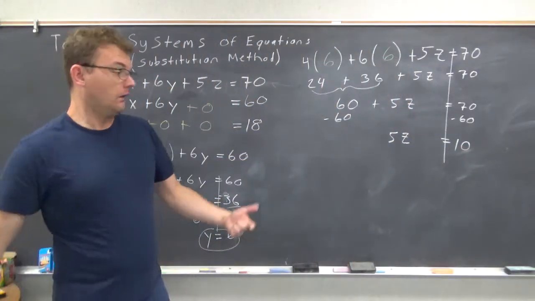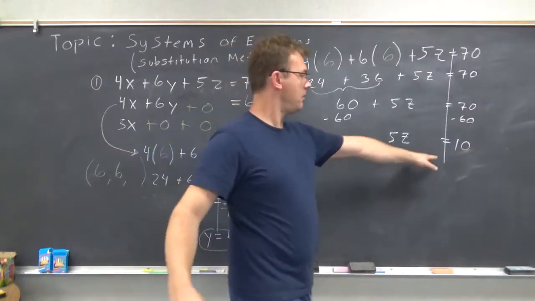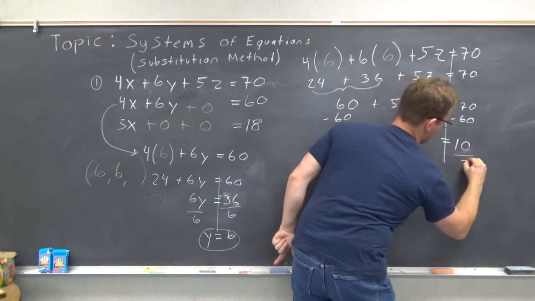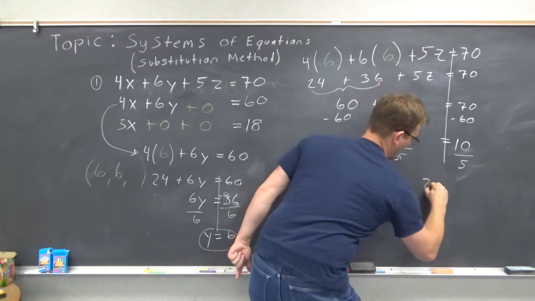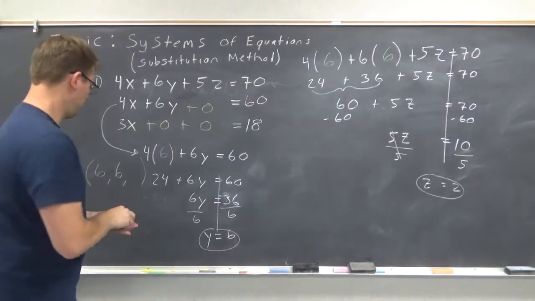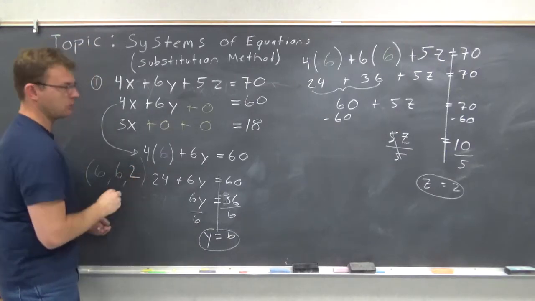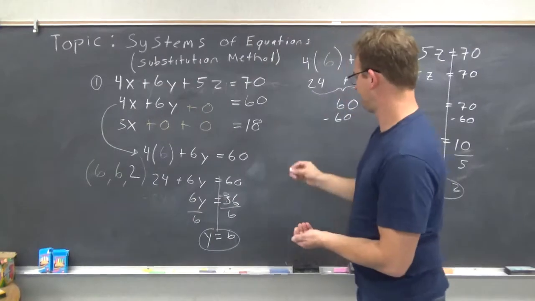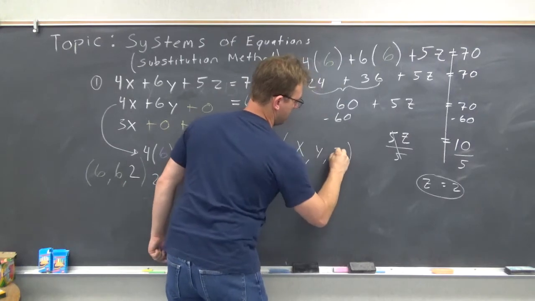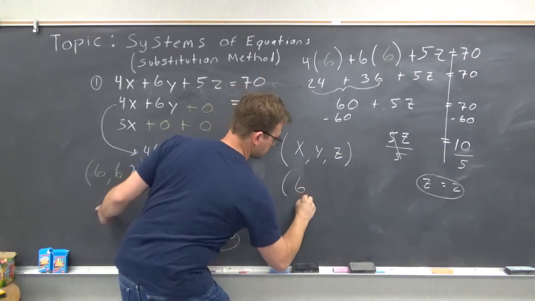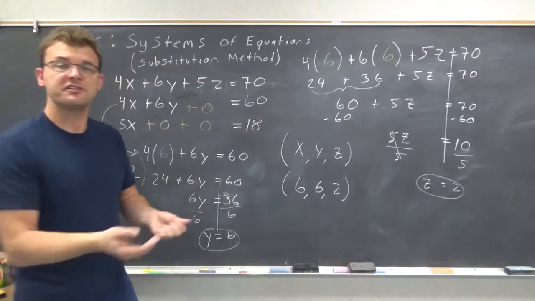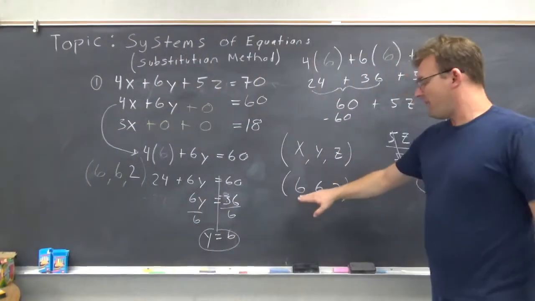Now what? Well, 5 times what makes 10? 2, right? But if you want to, you can think of it this way. So in the end, here's your solution. x, y, z is 6, 6, 2. That's your solution. You just found all the answers. You just found this point, I should say.